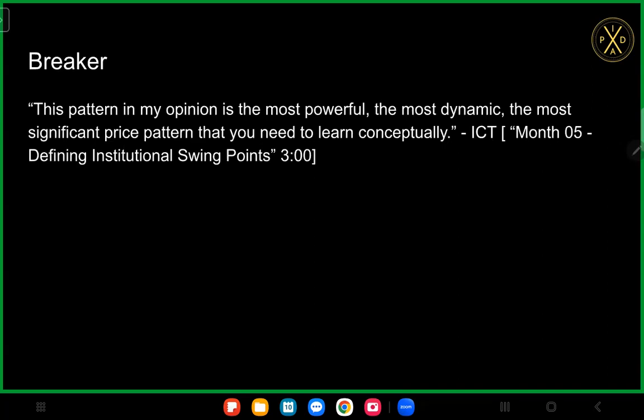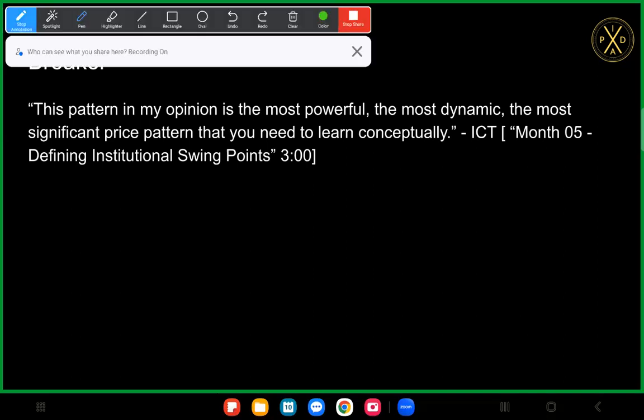So when ICT talks so highly about a concept, we need to really see why that is. Because remember, ICT knows a lot more than us. So when he praises a concept like this, we really need to uncover what's happening behind the logic of this concept. So let's try to uncover why a breaker is so important, right? So what is a breaker? How does a breaker form, right?